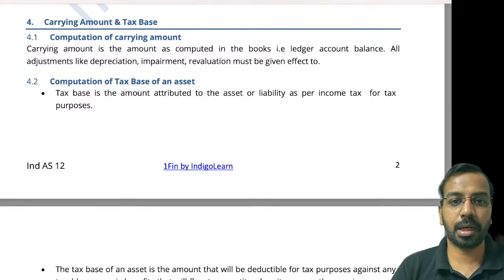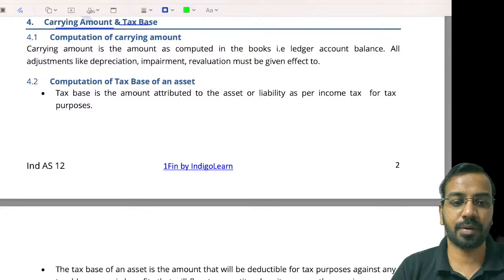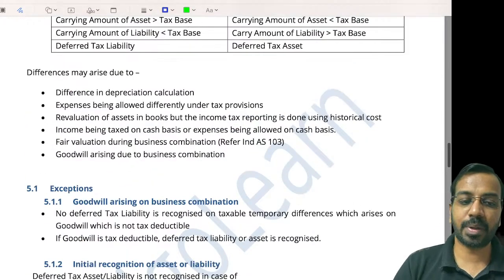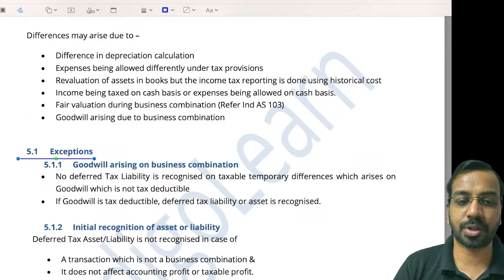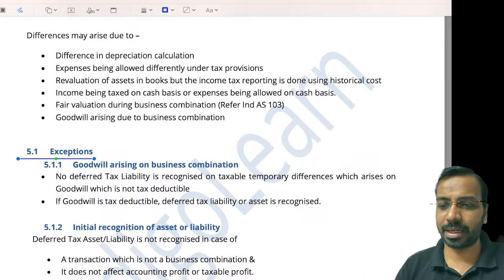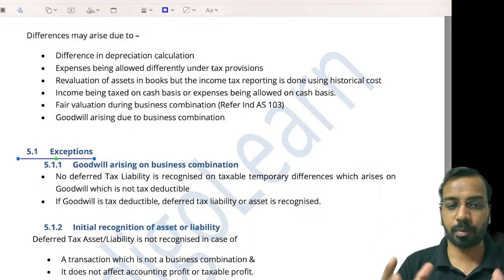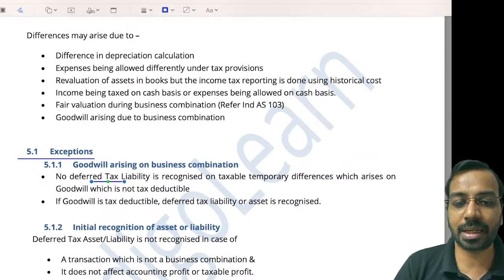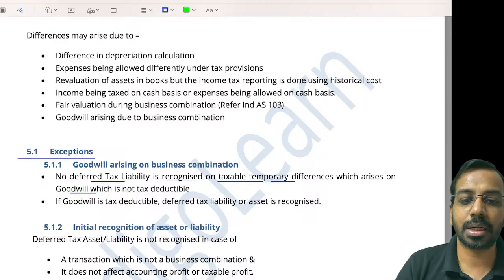So far we have understood the meaning of carrying amount and the tax base. We have calculated all of these aspects. Now we will recognize, but there are certain exceptions. What are the exceptions? The first exception is goodwill arising on business combination. There is a small amendment this time that they have added one more line item, but I am covering that as a part of RTP, nothing much to be bothered about. What you need to understand is, if there is goodwill arising at the time of business combination, no deferred tax liability is recognized on any taxable temporary differences which arise on goodwill which is not tax deductible.